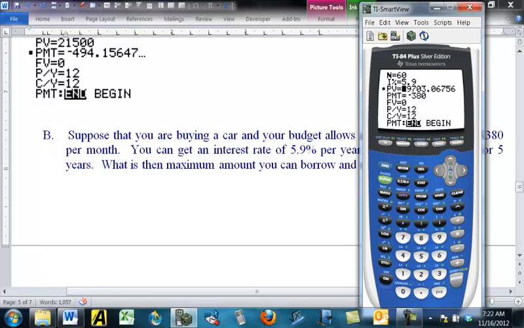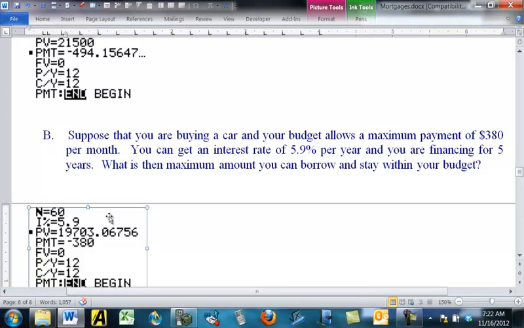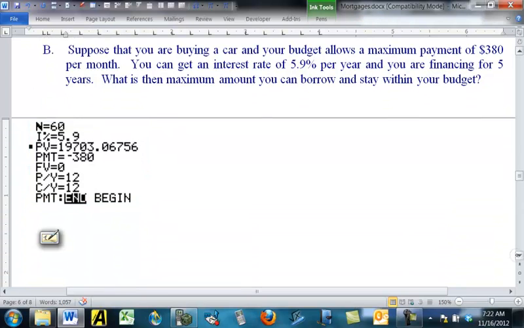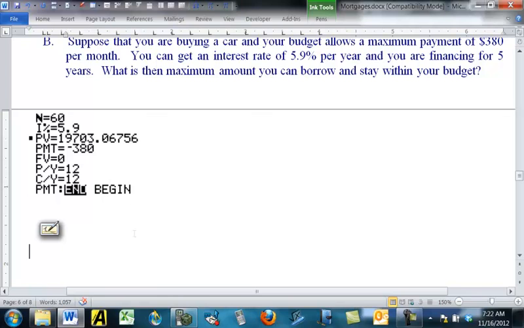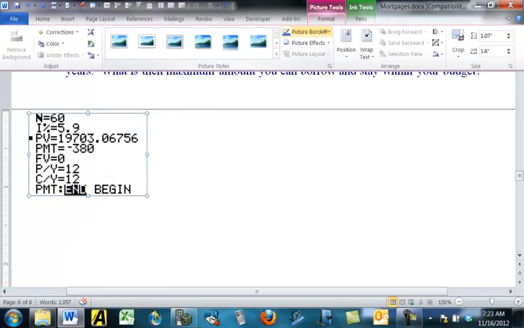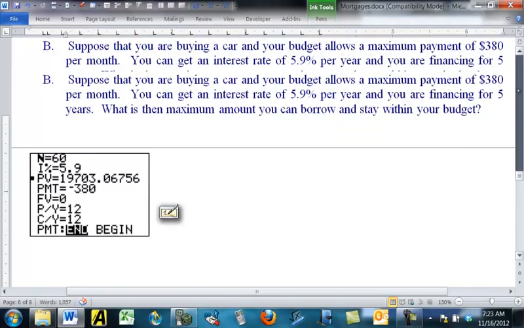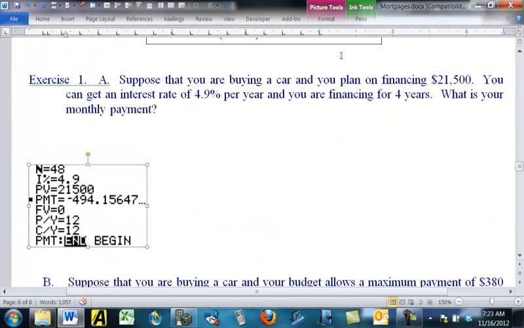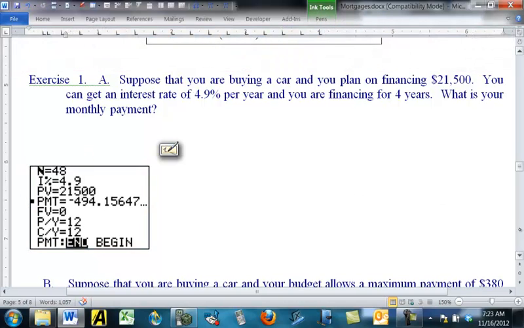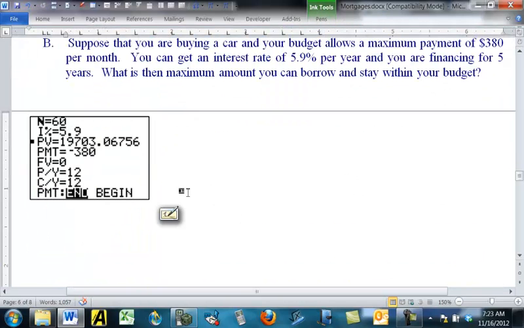And so we can afford to take out a loan for $19,703.07 to stay within that budget. Of course, that's how much we borrow. Any other things that we have for down payments have to be on top of that. And of course, that doesn't mean you have to borrow that much. That's just saying that's the most that we can borrow. So there's no sense in going out and shopping for a $30,000 car or a $100,000 car if we can only afford this much.